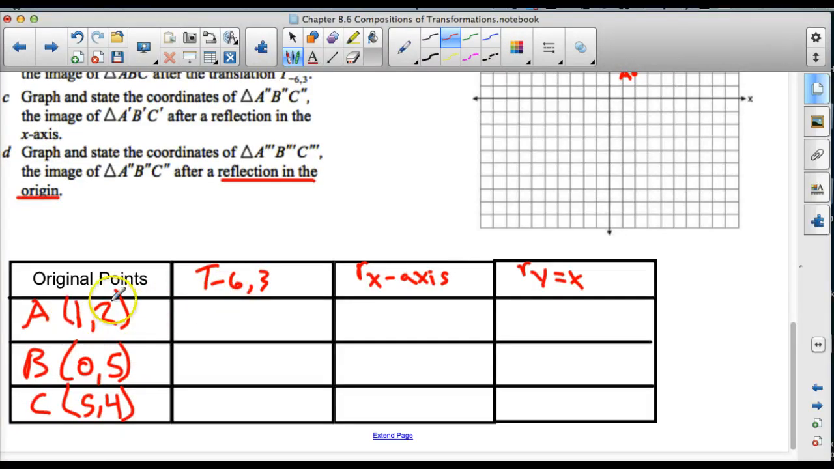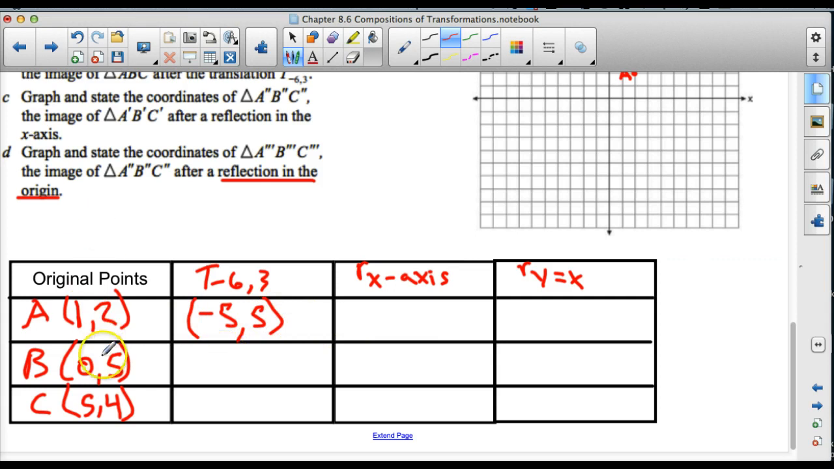So let's take point A. We want to take the x, which is 1, and subtract 6. So our new point will be negative 5 for the x, and for the y, it'll be 2 plus 3, which is 5. My suggestion would be to go through and do every column first. I wouldn't go straight across because it might get a little confusing.